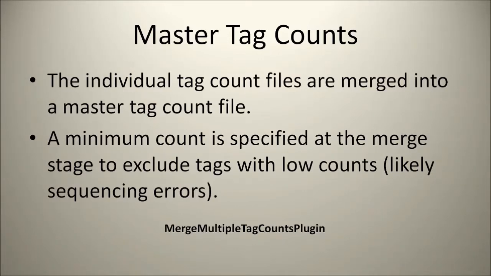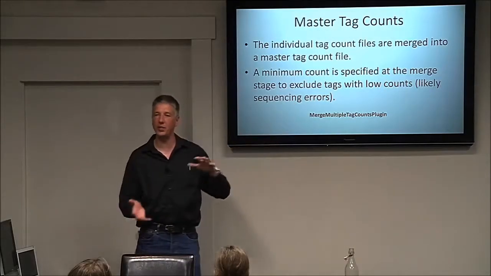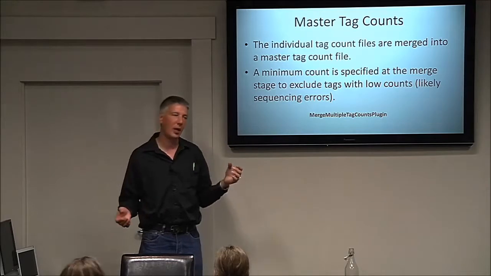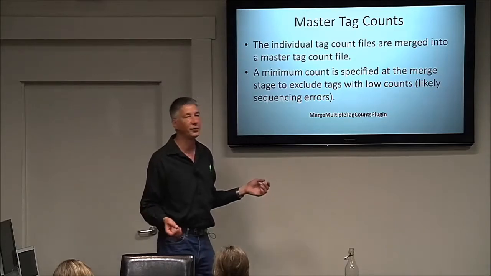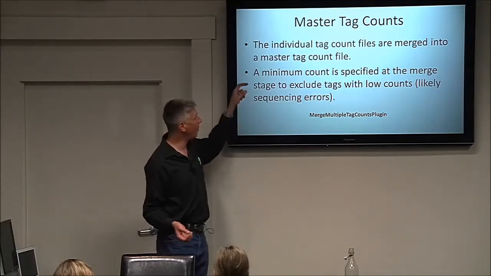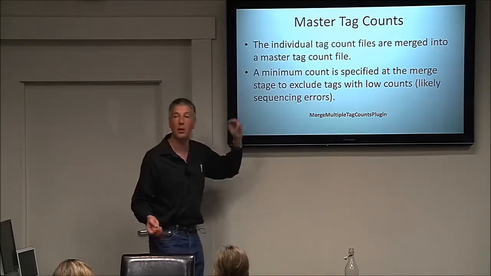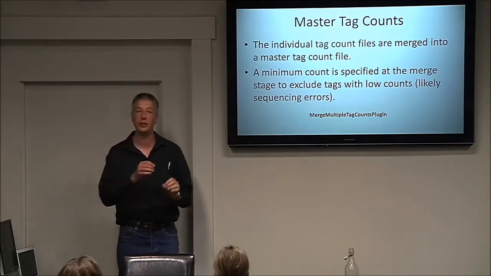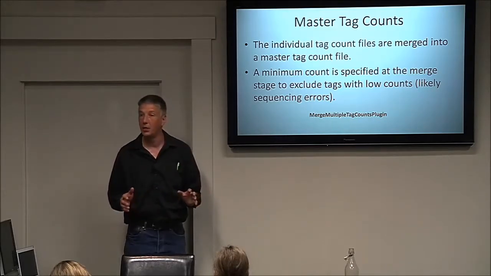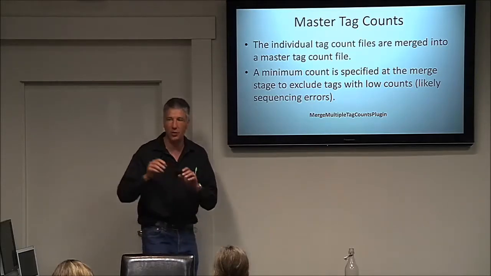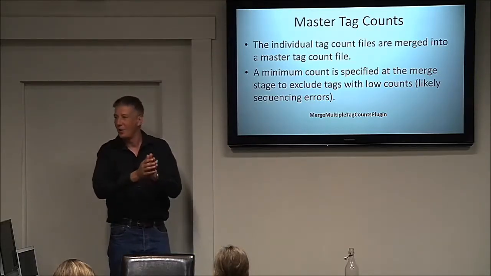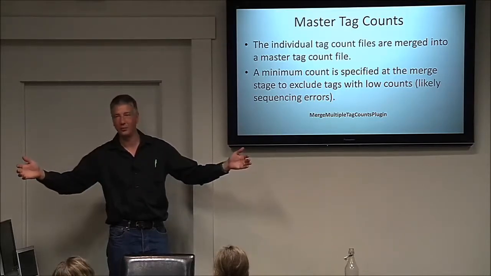Then there's the master tag counts. At this stage, we've got, let's say 30 or whatever it is, tag count files, and we want to merge all of these together and make a master tag count file. One of the things we do at this step, this is really one of our first filtering steps, is specify a minimum count, the minimum number of times a tag has to be seen to be included in the master tag count file. So if you only see a tag one time, and this is another one of these fiddly knobs, it's going to depend on how many sequences you're putting in total, right?